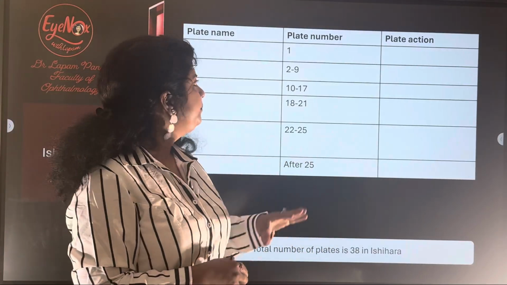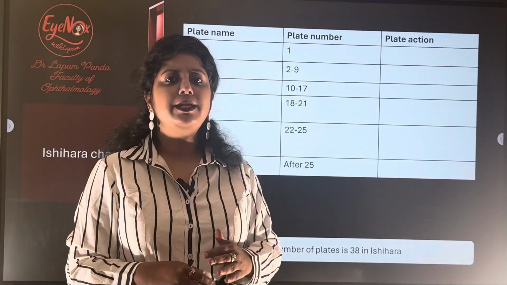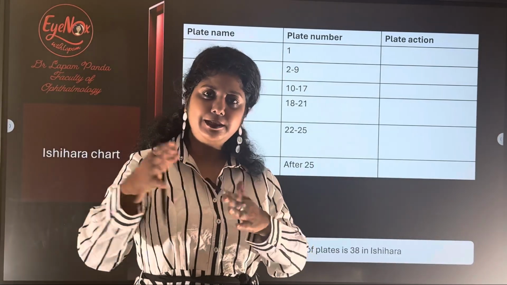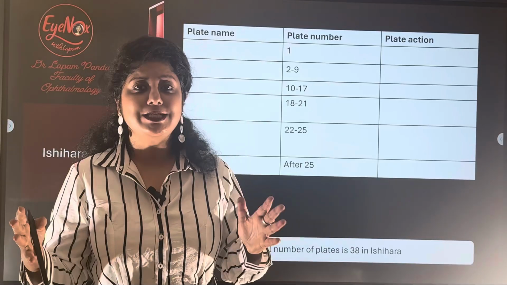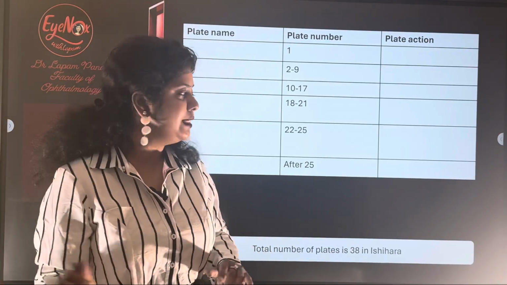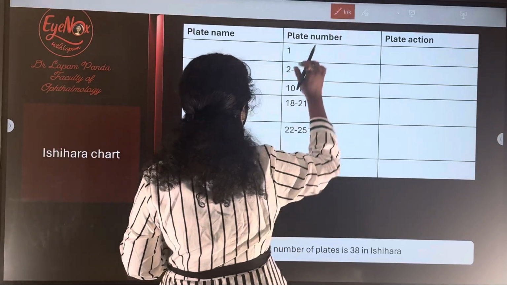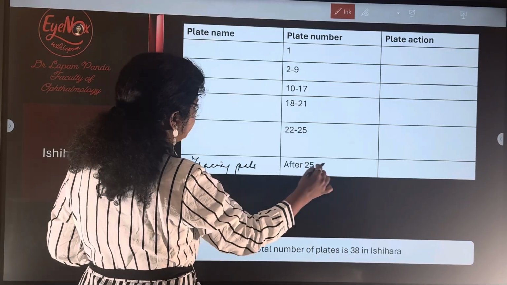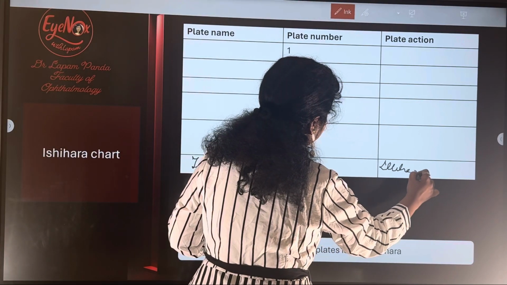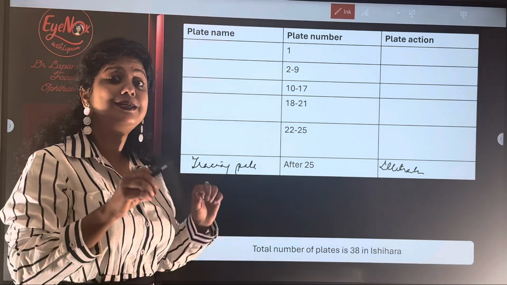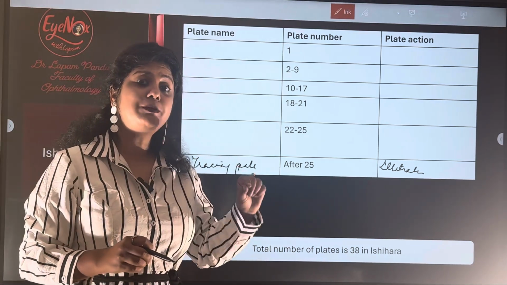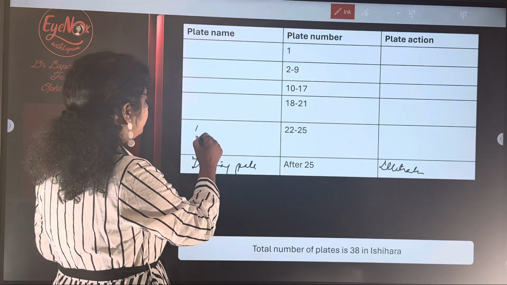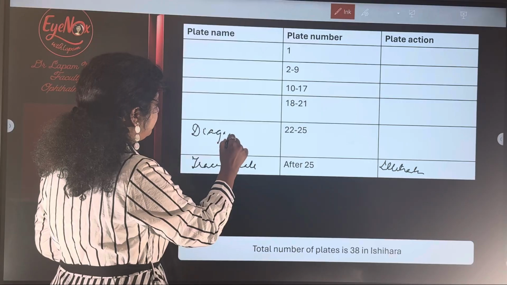Okay. And if you talk about the plates, as I said, there are 38 plates. After 25 till 38, the plates that are present are tracing plates, which is mainly meant for illiterates. So after 25, all the plates are tracing plates, which is mainly for illiterates. 22 to 25 are the diagnostic plates. Why? Because they help us to diagnose if there is any red-green color deficiency. So they are known as the diagnostic plates.